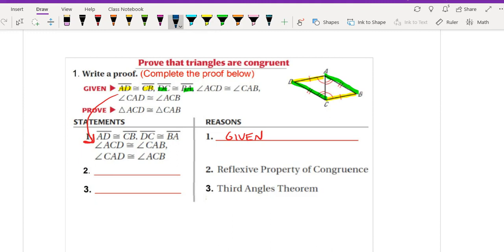We also know that some angles are congruent. We know that angle ACD, which is the two-lined angle, is congruent to CAB, the other two-lined angle. We also know that angle DAC or CAD, depending on how you name it, the one-line angle is congruent to the other one-line angle, ACB, on the bottom right. Okay, so that's all of our good information. Now we have to continue moving forward.